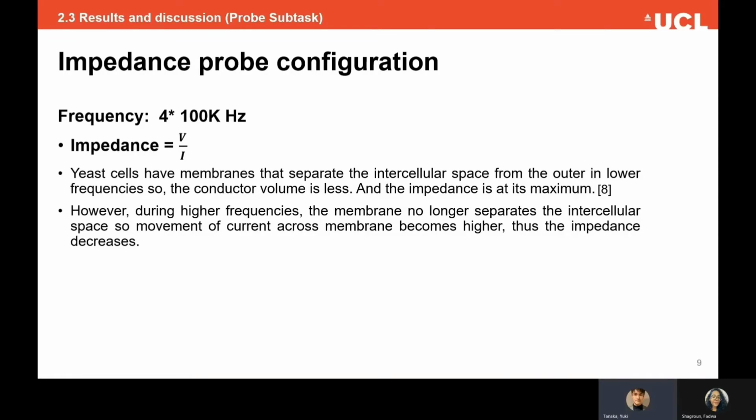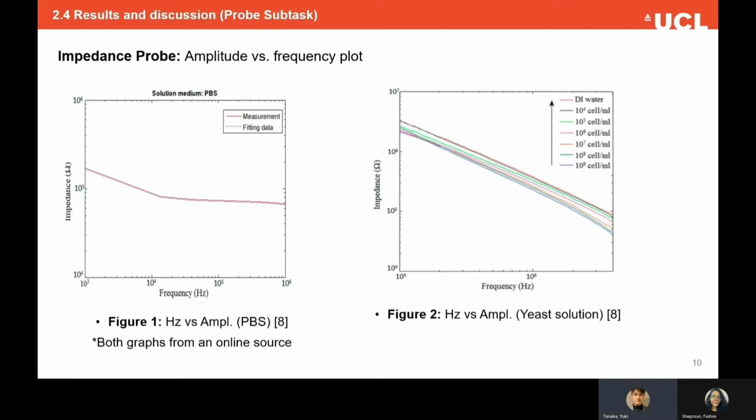the testing frequency ranges. On the web, we found the following impedance frequency graphs for the PBS and yeast solutions, which hint at the results we can expect. We've also assumed that since impedance equals V over I, the amplitude and the impedance are directly proportional, so these graphs can show similar results to what we'd expect from an amplitude frequency plot.